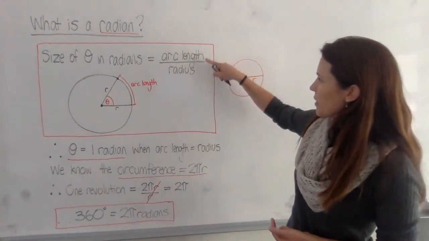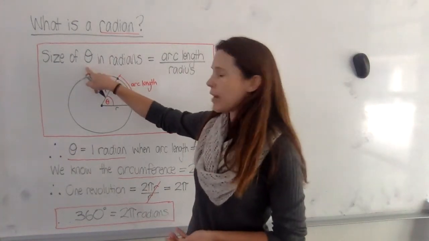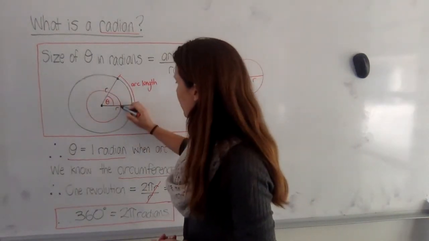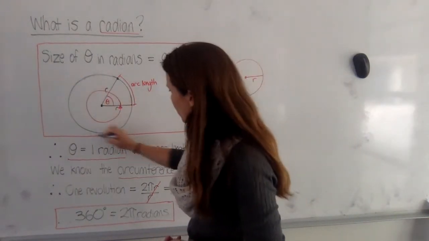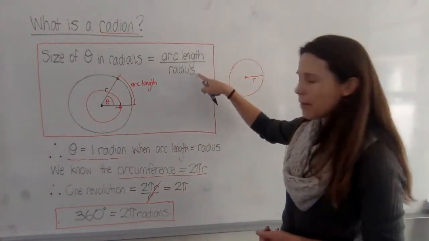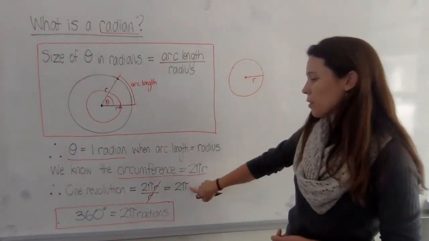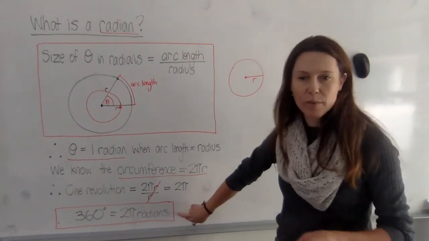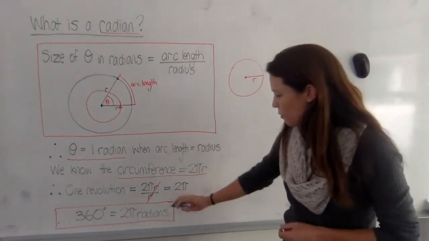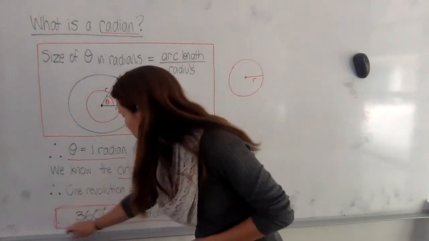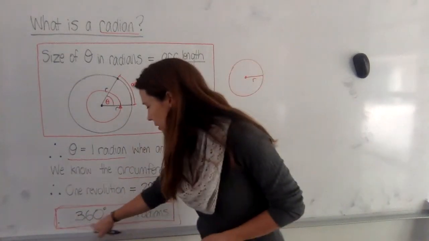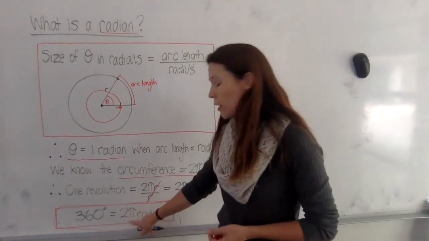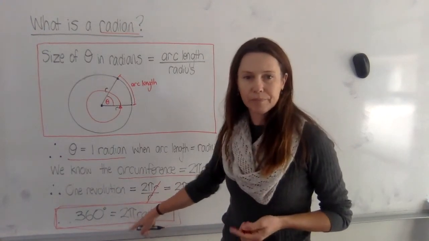So using this exact definition of the size of an angle in radians, if we have an angle that is 360 degrees, the arc length will be 2 pi r, and when we divide it by the radius, we get 2 pi. So this gives us what we're basically going to use from now on as our main conversion. So we should put this in a box. It's nice and important. 360 degrees, which we know is one full revolution, is 2 pi radians.